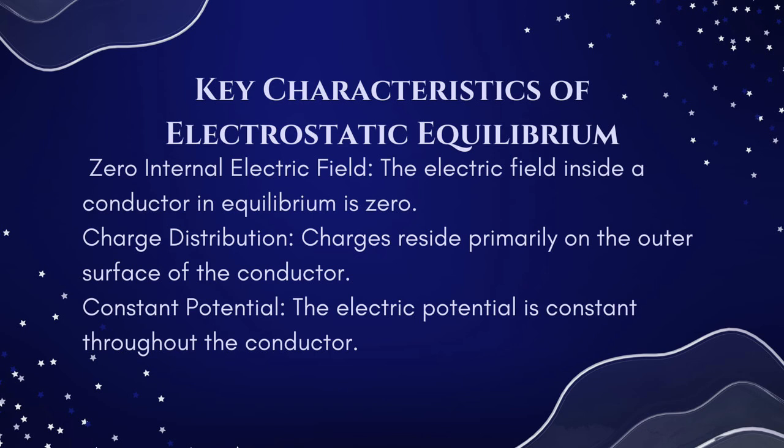Next, we have the constant potential. The electric potential is constant throughout the conductor. So what does it mean? Like charges repel, so they spread out as far as possible, ending up on the surface of the conductor. Again, let's go back to our example, the people in the bus. Think of the people pushing each other to the edges of the room. So that is how constant potential works. The electric potential is constant throughout the conductor.